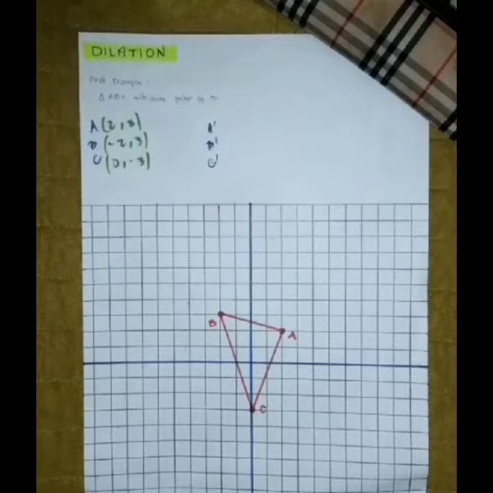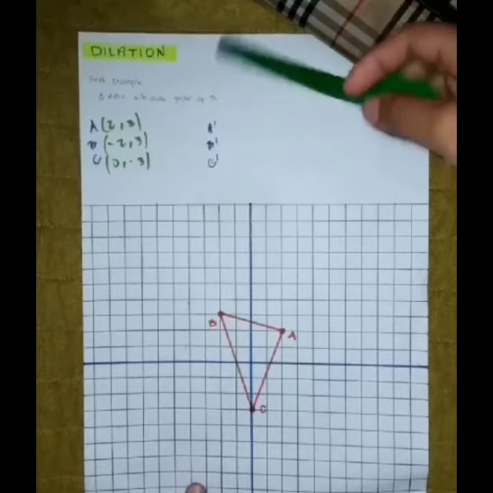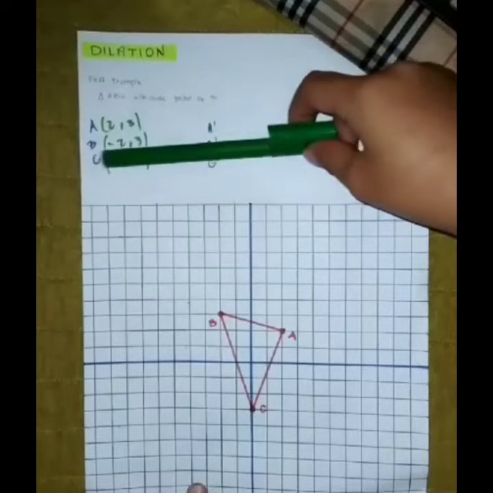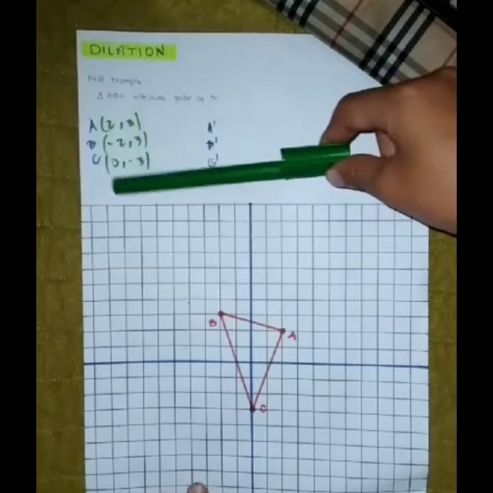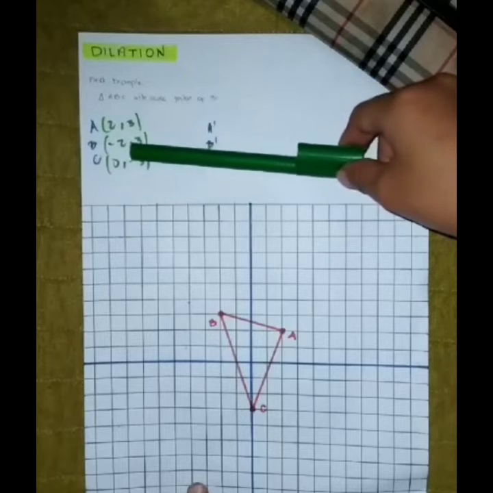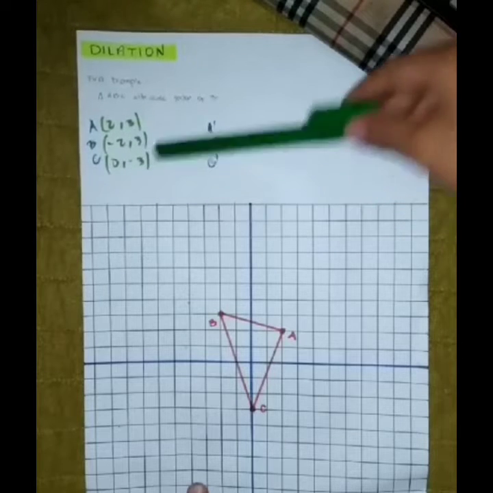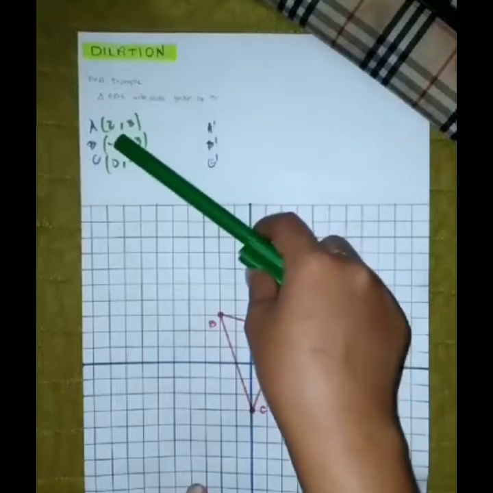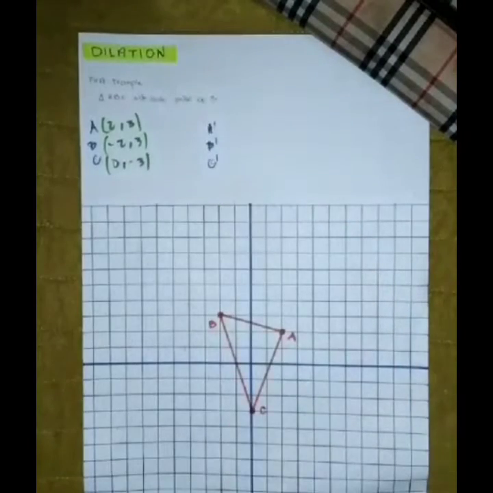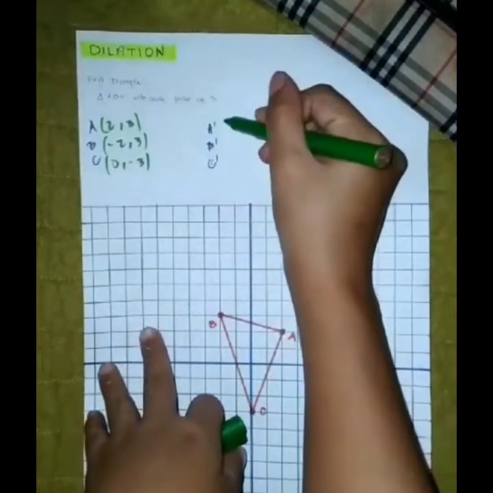Since the scale factor is 3, each of the numbers in our points A, B, and C will be multiplied by 3. So, 2 times 3 is 6.